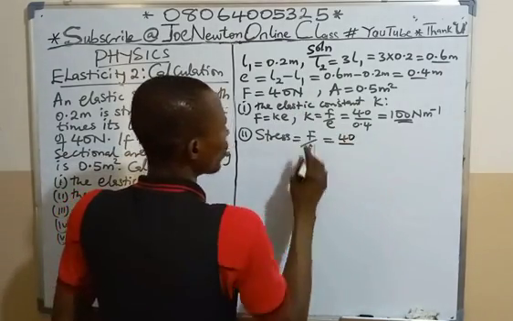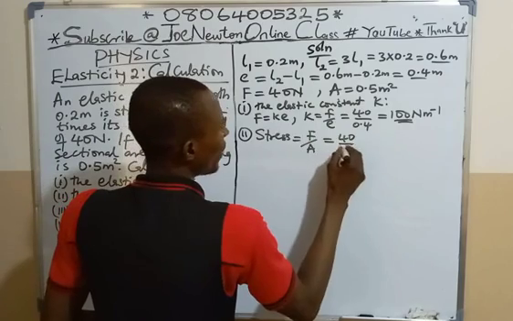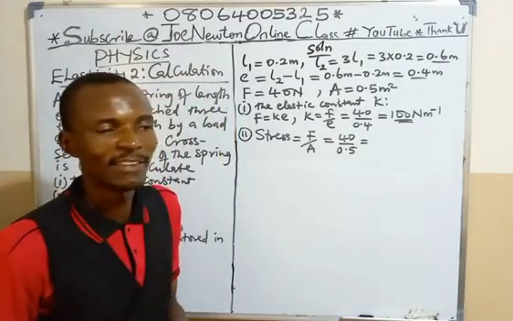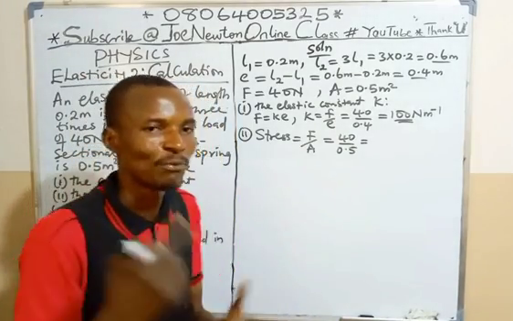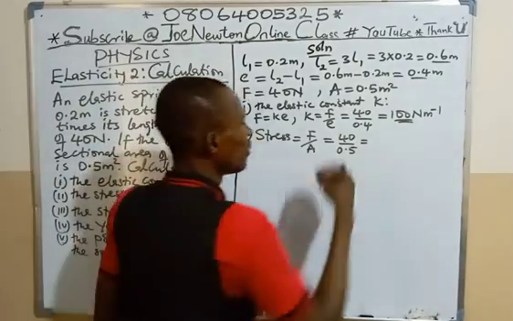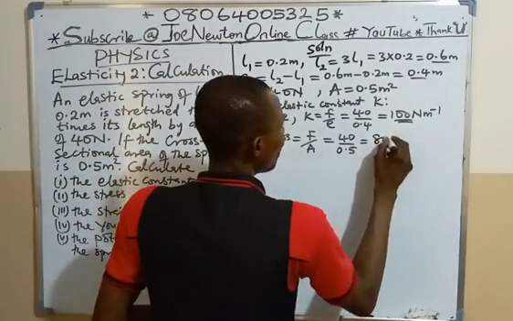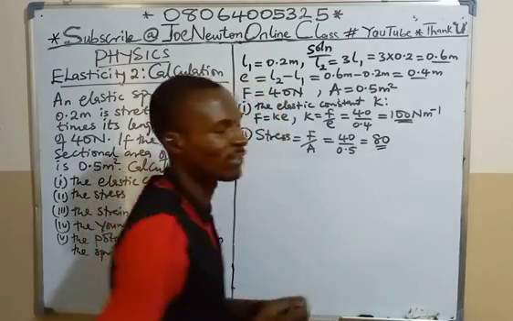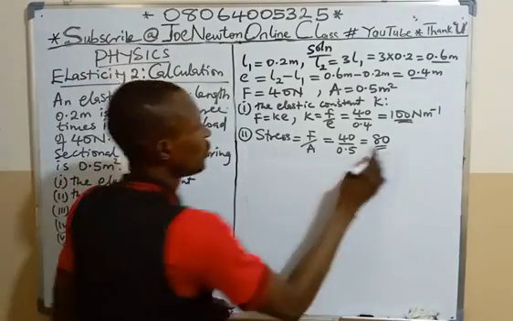Our cross-sectional area is 0.5. So 40 over 0.5. It's like saying 40 divided by half, 40 over 1 over 2, which will give us what? 80. So our stress is 80. Remember, stress has no unit. Okay, so it has unit, sorry.